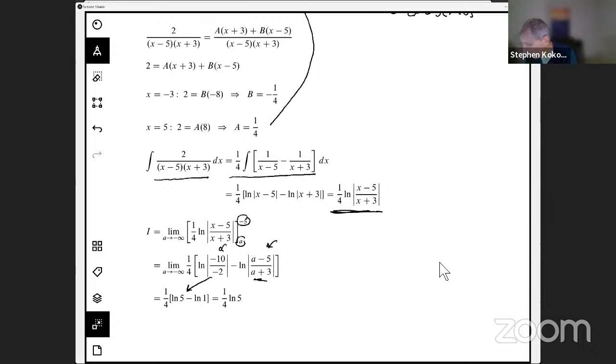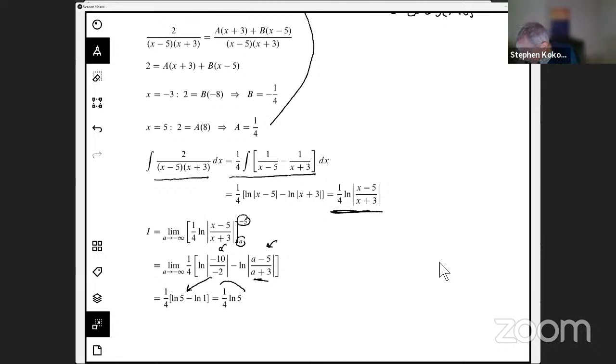And what happens over here? As a goes to minus infinity, I have to think a little bit about what's happening to that rational expression. As a goes to minus infinity, the dominating term in both the numerator and the denominator is a. The -5 and +3 don't mean anything. So those dominating terms are just a over a, so that expression inside the absolute value goes to 1. So that whole expression goes to the log of 1, which is 0.